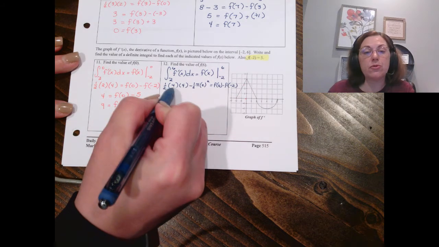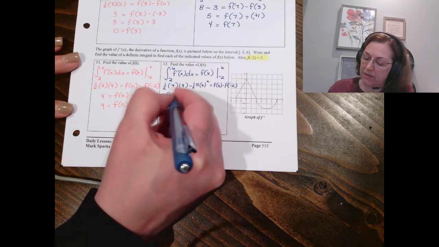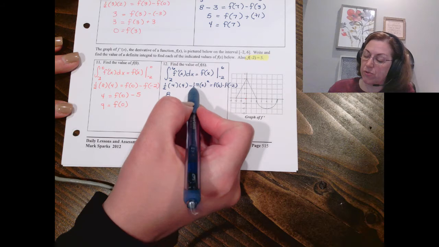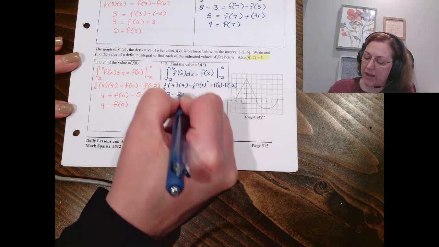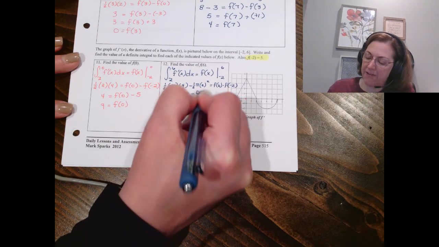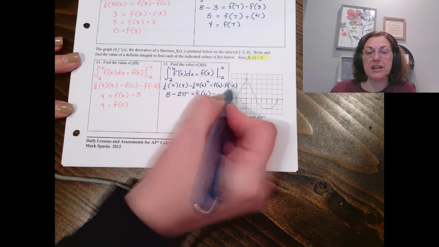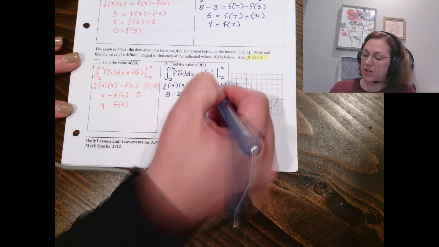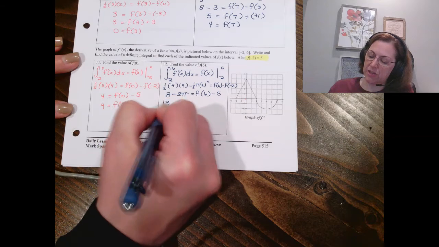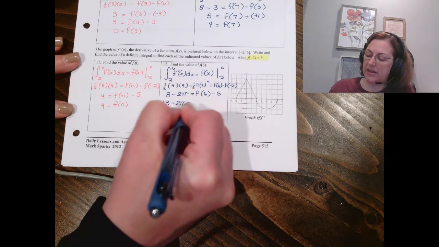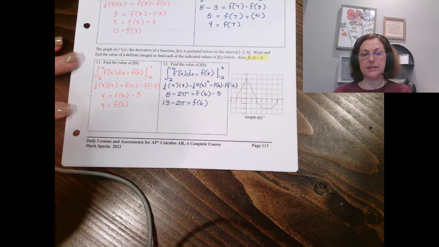Okay, 4 times 4 is 16, times 1/2 is 8. 2 squared is 4 times a half, and that's minus 2 pi. And then f of 6, and then we're told f of -2 is still 5. So I'm going to add 5 to this side. That gives me 13 minus 2 pi equals f of 6.